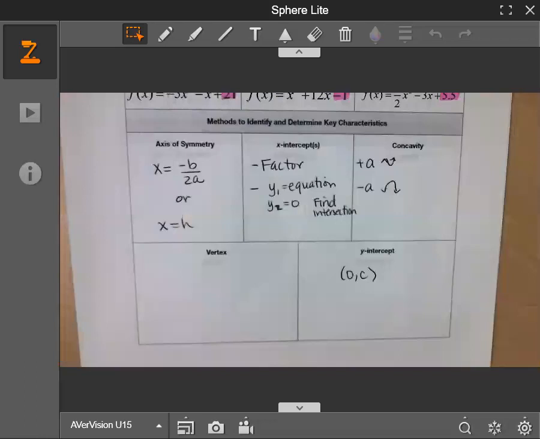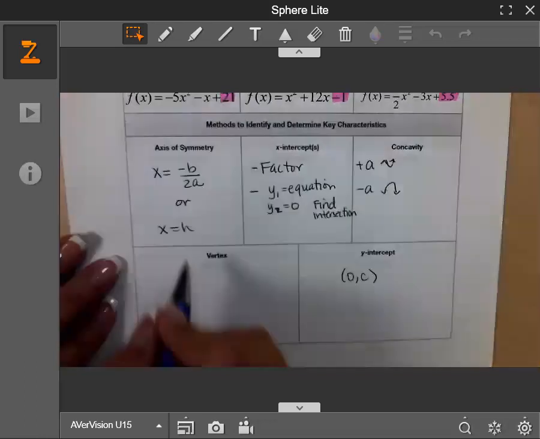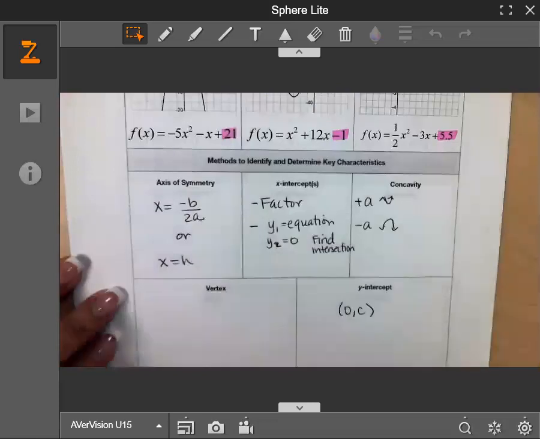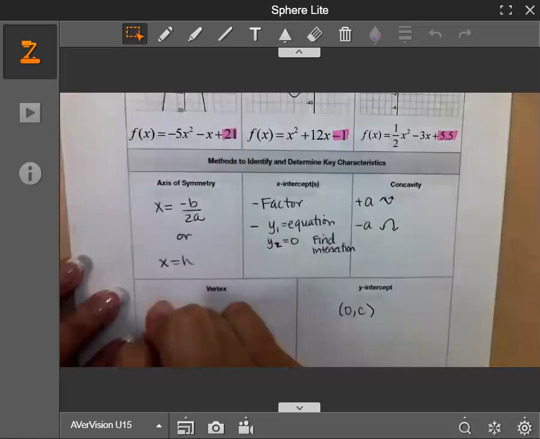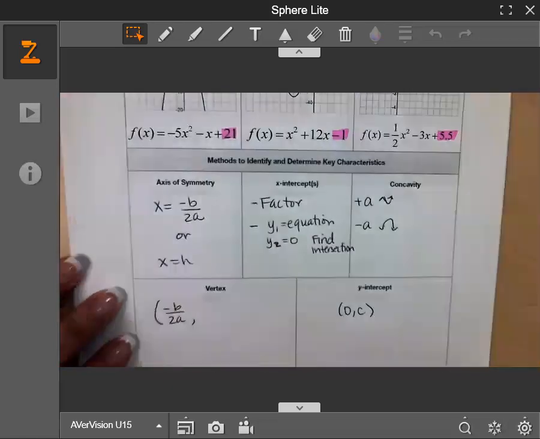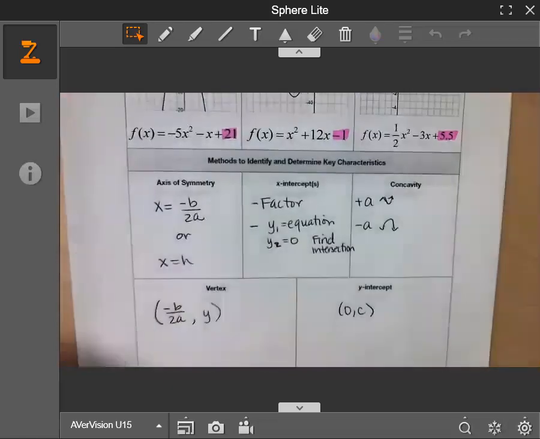To find the vertex, well, if you found the axis of symmetry here, then you already know what the x value is. It is -b/2a. You would take that and plug it back into the equation and find its corresponding y value, and that would be your vertex.